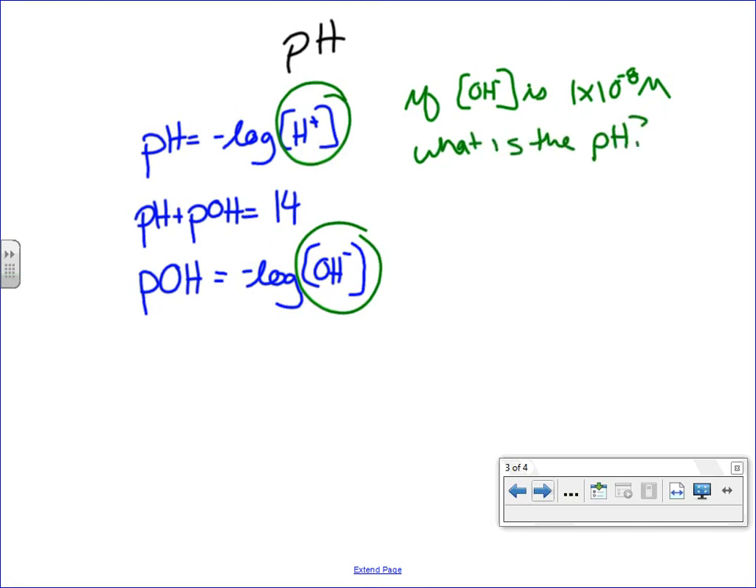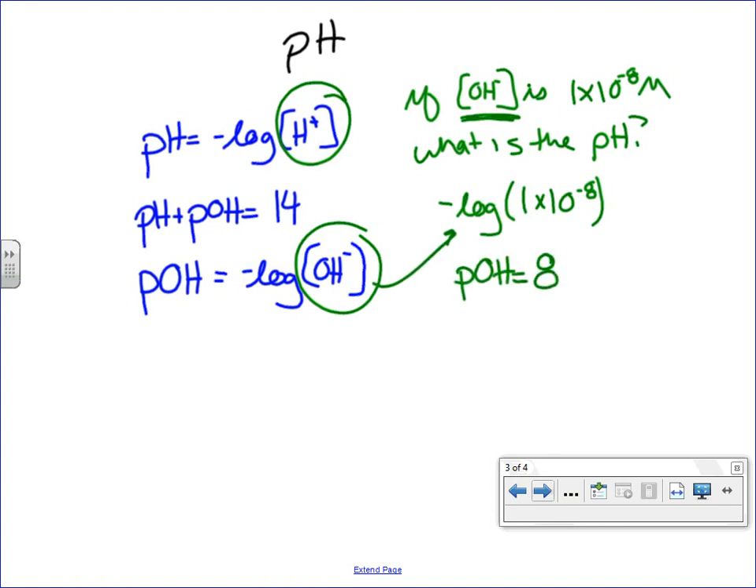A lot of you would just take that and take the negative log of 1 times 10 to the negative 8th, you would get 8, and you would say that that's the answer. Guess what? This is multiple choice, and that's an option. It's not the right answer, though. Okay? If I take the negative log of 1 times 10 to the negative 8th, I'm taking the negative log of my OH minus. This is my POH, so I get that my POH is 8.